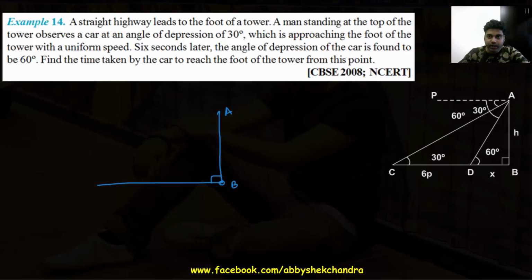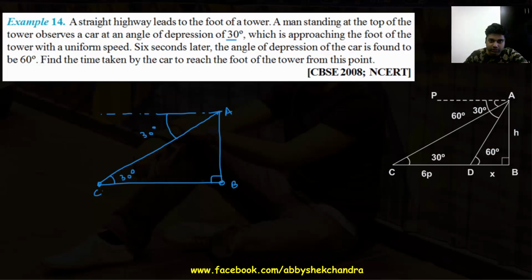A man standing on the top of the tower observes a car at an angle of depression of 30 degrees. So the car is here. Make the line of sight, make the horizontal line. So this is 30 degrees. So this will be 30 degrees, right? Let's say the car's initial position is at C. Now this car is approaching the foot of the tower with a uniform speed. So we are going to assume the uniform speed to be P, right?